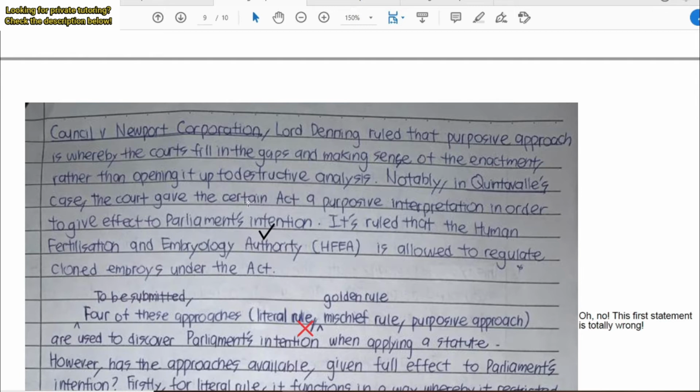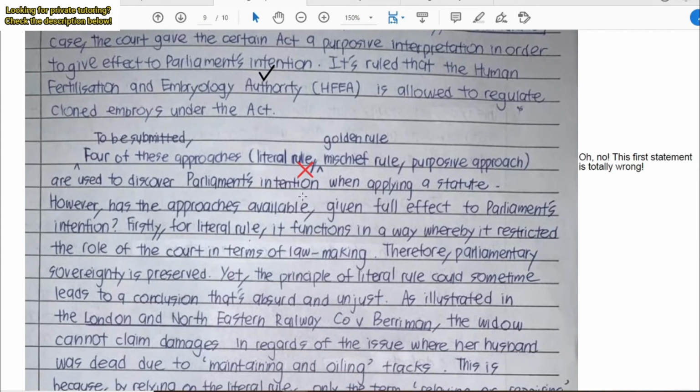Because you will be wasting time, and you won't have enough time to go to the actual thing that you should be talking about, as in the focus of the question. Then here, see, I put a big huge note here already. The 4 of these approaches, literal rule, golden rule, mischief rule, purposive approach, are used to discover the intention of Parliament when applying the statute. And I say, oh no, this first statement is totally wrong already. So this is the obvious part where it is completely wrong.